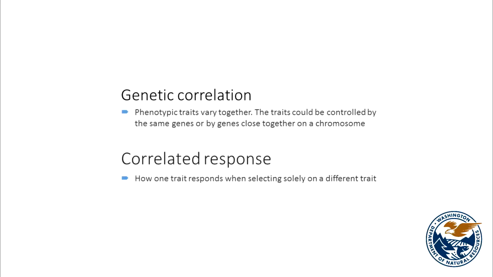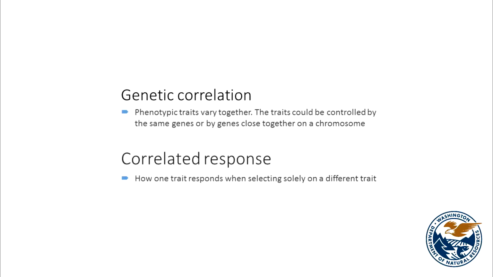In addition to looking at traits individually, we also like to think about traits of a tree together, or traits of populations together. And sometimes we have phenotypic traits that are varying together along some continuum. And in these cases, the traits could either be controlled by the same set of genes, or they could be controlled by genes that are close together on a chromosome. When we're dealing with genetic correlation, it means that we can have either intended or unintended correlated response. So if we're selecting in our program only for height, we're still going to have an effect on the different traits that are genetically correlated with height.